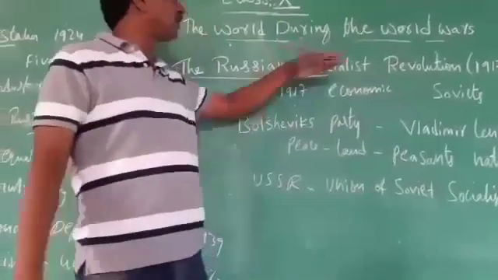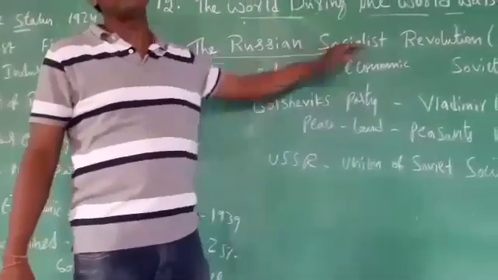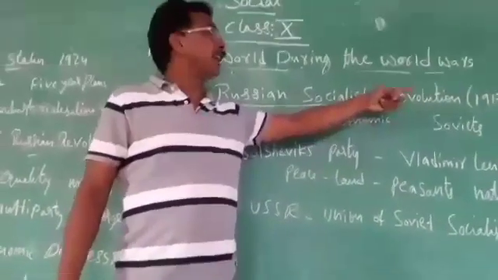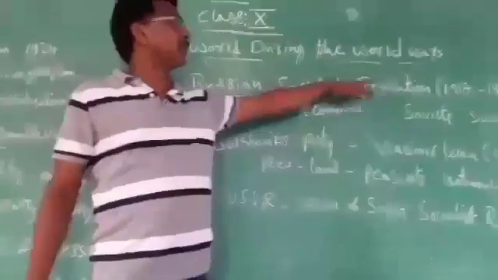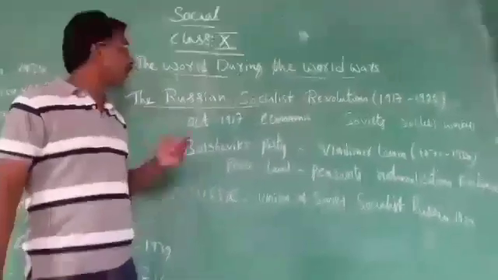In Russia, a socialist government was established. Before establishing the socialist government, a lot of revolutions were happening. In 1917 the revolution started, and in 1922 it ended. Now I am going to tell you about this.